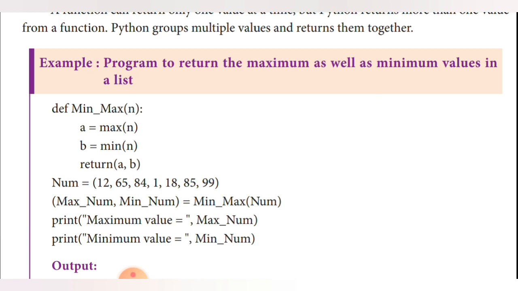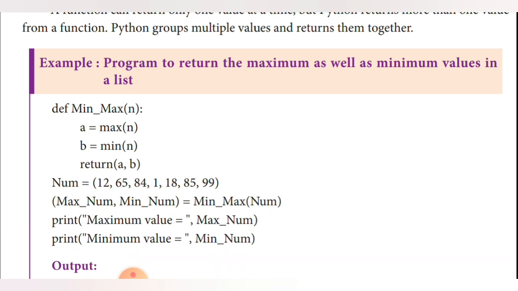The name of that list is n here. Then we are going to find the maximum and minimum value. a = max(n). We already know the built-in function max is used to find the maximum value in the list, and another built-in function min is used to find the minimum value in the list. We just include those two built-in functions in this program. This statement returns the maximum value present in the list, and then b = min(n) returns the minimum value present in the list.